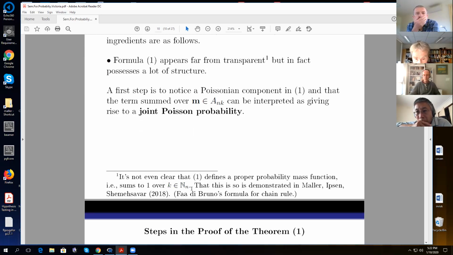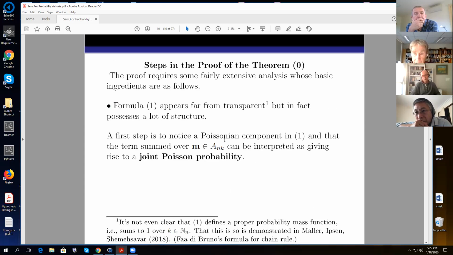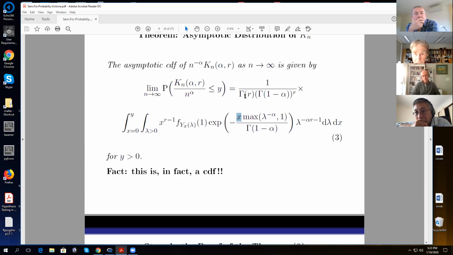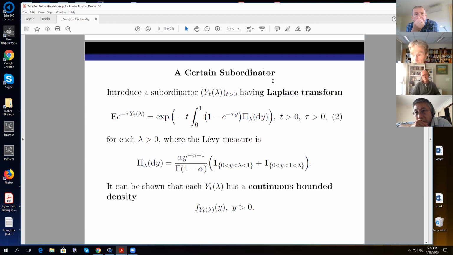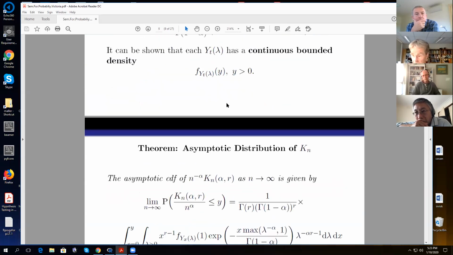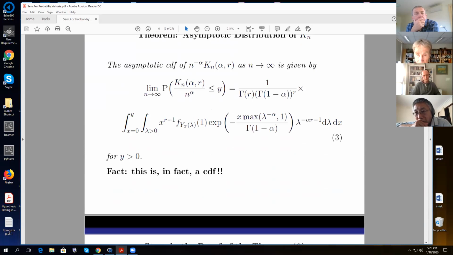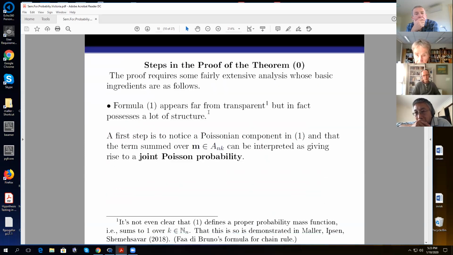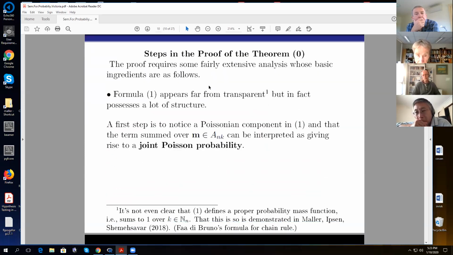It is so, in fact, and one way of proving that is to use Faà di Bruno's formula, which is a way of differentiating a function of a function. So if I go back to equation 1, people that are familiar with that might recognize the summation on the product as being a clue that you might need to use Faà di Bruno's formula. It is in fact a proper distribution.